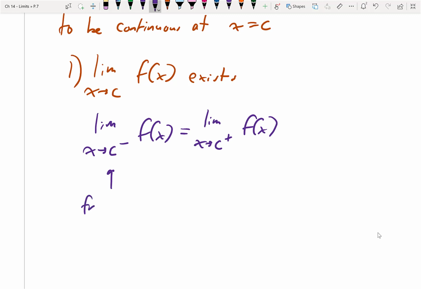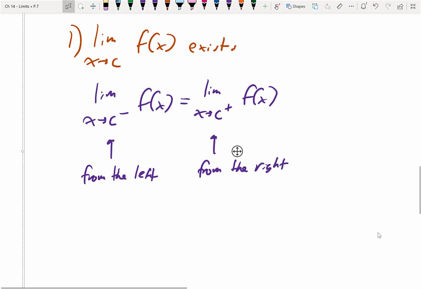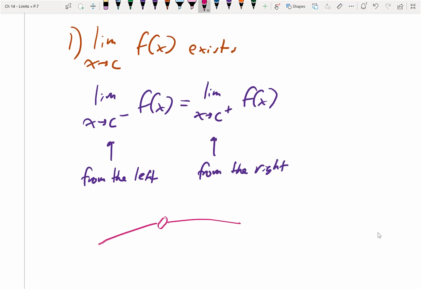So we can write a little notation down here. This means from the left, and this means from the right. You guys have actually seen this before, even if we haven't used that notation directly. So beneath this, I'm going to give some examples of how this is going to look. Let's say that this is where c is. Does the limit exist there? Is the limit as you approach from the left the same as the limit as you approach from the right? Yes. The limit does exist at that point.